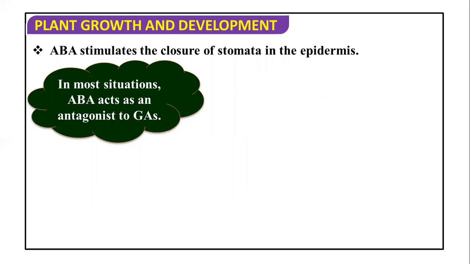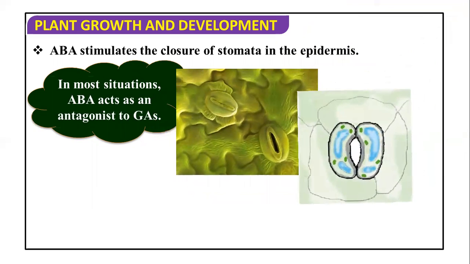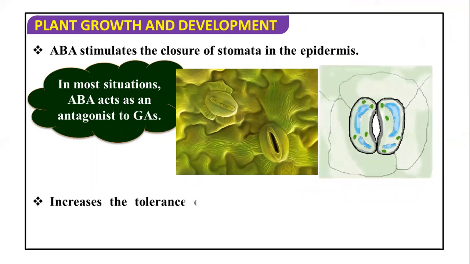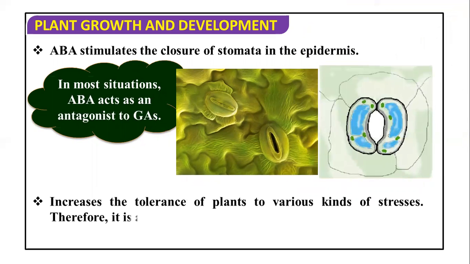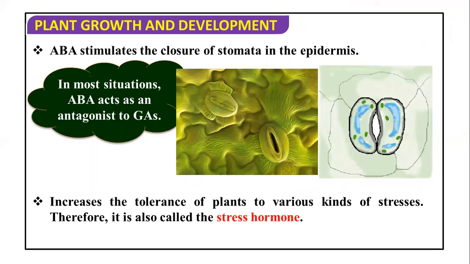In most situations, ABA acts as an antagonist to gibberellic acid, because we know that gibberellic acid carries out germination of seed, and ABA carries out dormancy or inhibition of seed germination. Closing of stomata is also carried out by ABA. It is known as the stress hormone because it increases the tolerance of a plant to various kinds of stresses, and during stressful conditions its synthesis takes place. Because of this we call it the stress hormone.